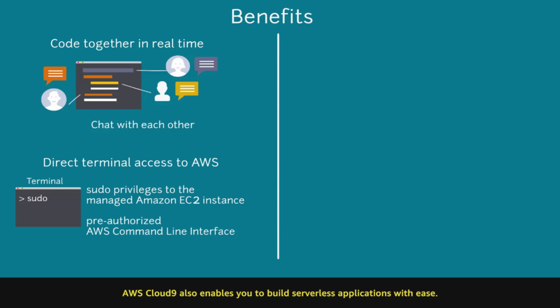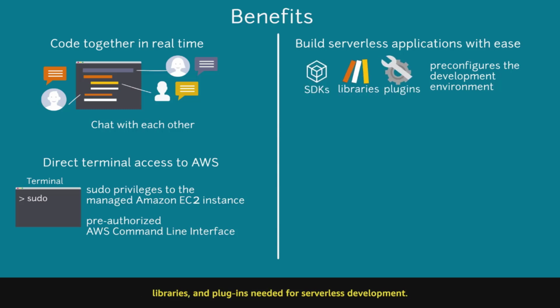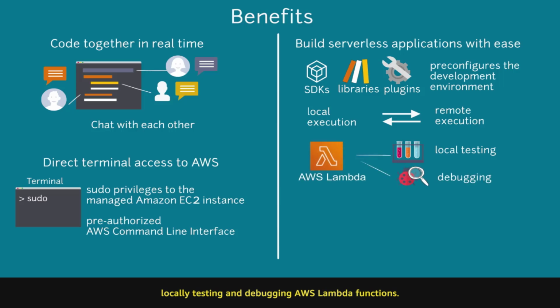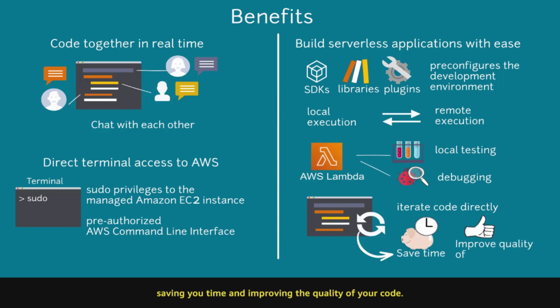AWS Cloud9 also enables you to build serverless applications with ease. It pre-configures the development environment with all the SDKs, libraries, and plugins needed for serverless development. Cloud9 also enables you to easily switch between local and remote execution of serverless applications. Cloud9 also provides an environment for locally testing and debugging AWS Lambda functions. This allows you to iterate on your code directly, saving you time and improving the quality of your code.